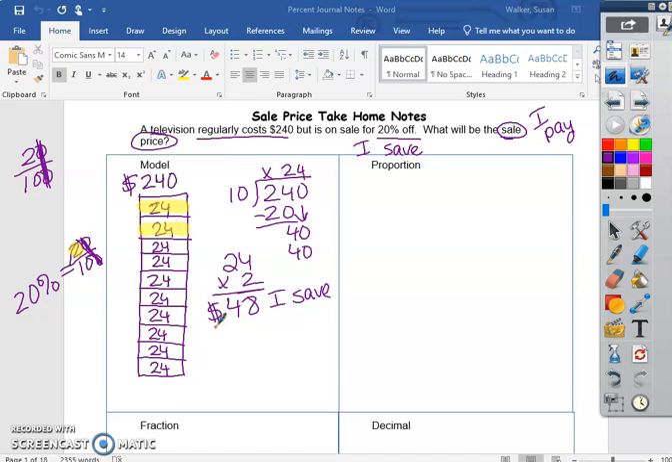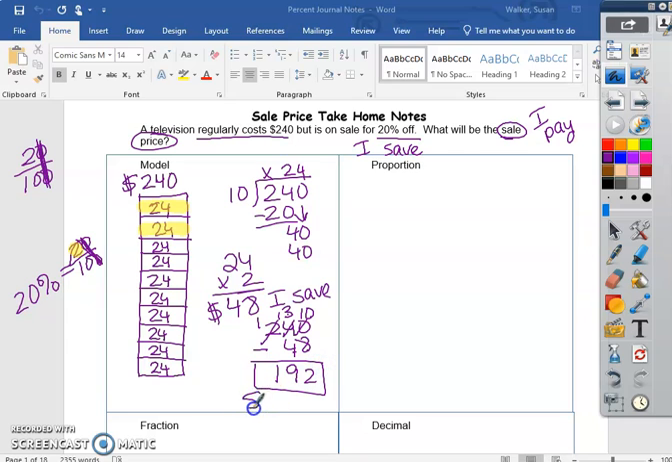So you can do this 2 ways. I can say, well, $240 is my regular price. I'm saving $48, and I would subtract. That becomes a 10. That becomes a 3. 10 minus 8, 2. I can't do 3 minus 4, so I have to regroup. 13 minus 4, 9, 192. So this tells me my sale price.